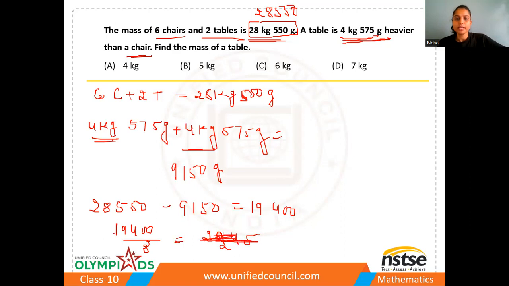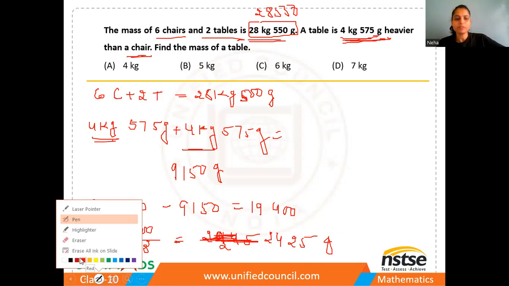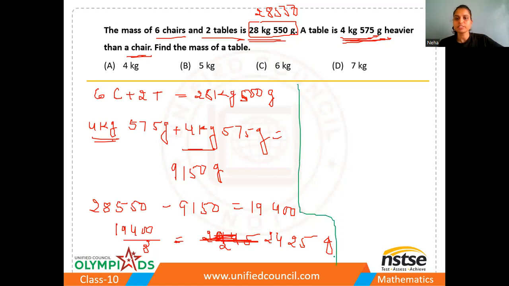Oh wait, let me do it again. So this is 2, this is 4, this is 2, and this is 5. Yeah, this is 2,425 grams. Clear? Now I have to find out what is the mass of the chair and what is the mass of the table. Okay, so according to this calculation, what is the mass of chair, my dear students? So the mass of chair is nothing but 2,425 grams, which I can say is 2 kg and 425 grams. Clear? Now what is the mass of table?